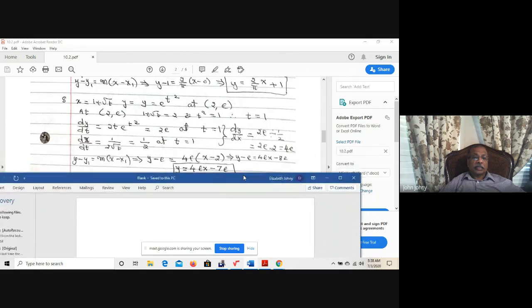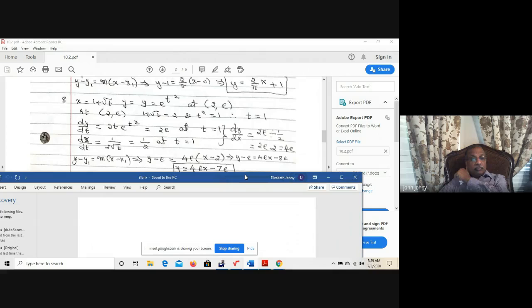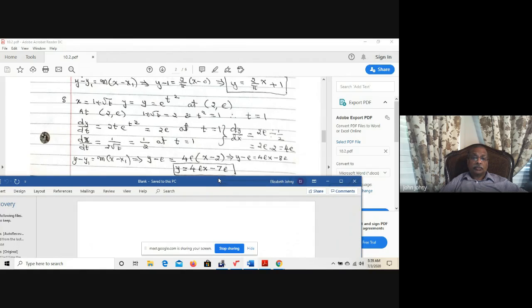Equation of the tangent line: y minus y1 is equal to m times (x minus x1). That implies y minus e, y1 is e and x1 is 2. So 4e times (x minus 2). That is y minus e is equal to 4ex minus 8e, and you add e on both sides. You get y is equal to 4ex minus 7e.